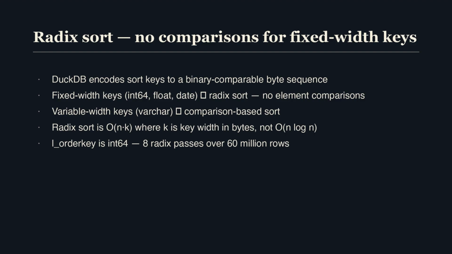DuckDB does the same thing with bytes. In each pass, it distributes rows into 256 buckets based on that byte, 256 because a single byte takes values from 0 to 255, then collects them back in order. No element is ever directly compared to another. The complexity is O(n times k), where k is the key width in bytes. For int64, that is 8. Variable width keys like varchar cannot use radix sort, so DuckDB falls back to a comparison-based sort for those.